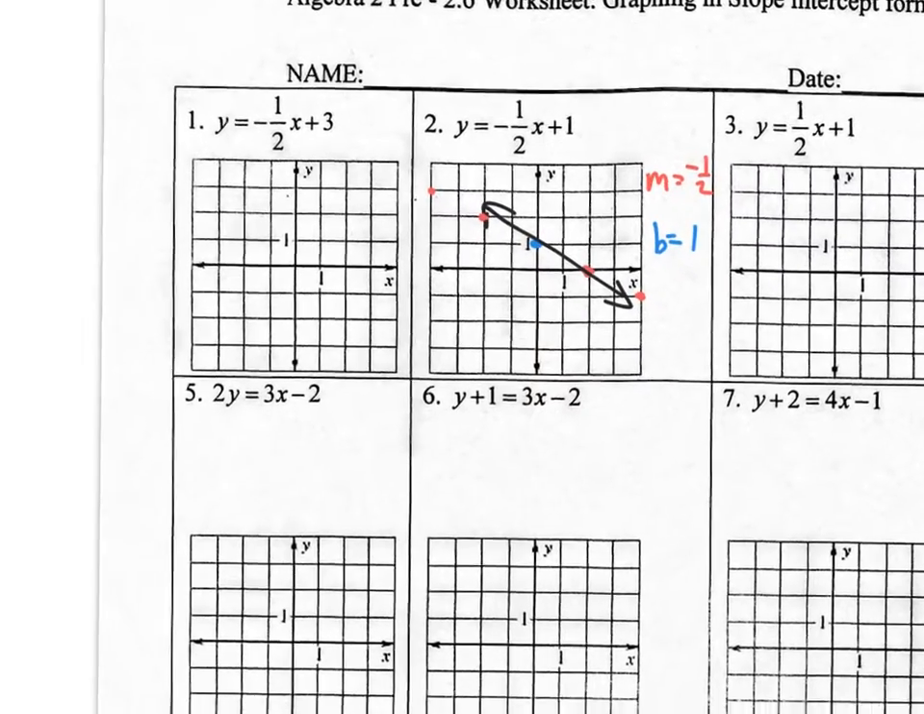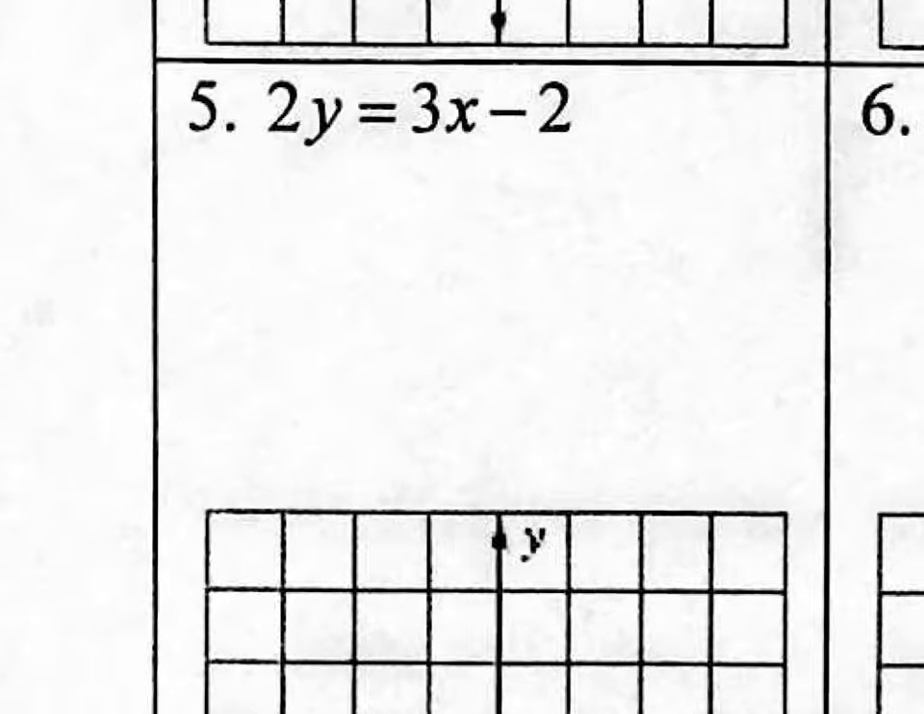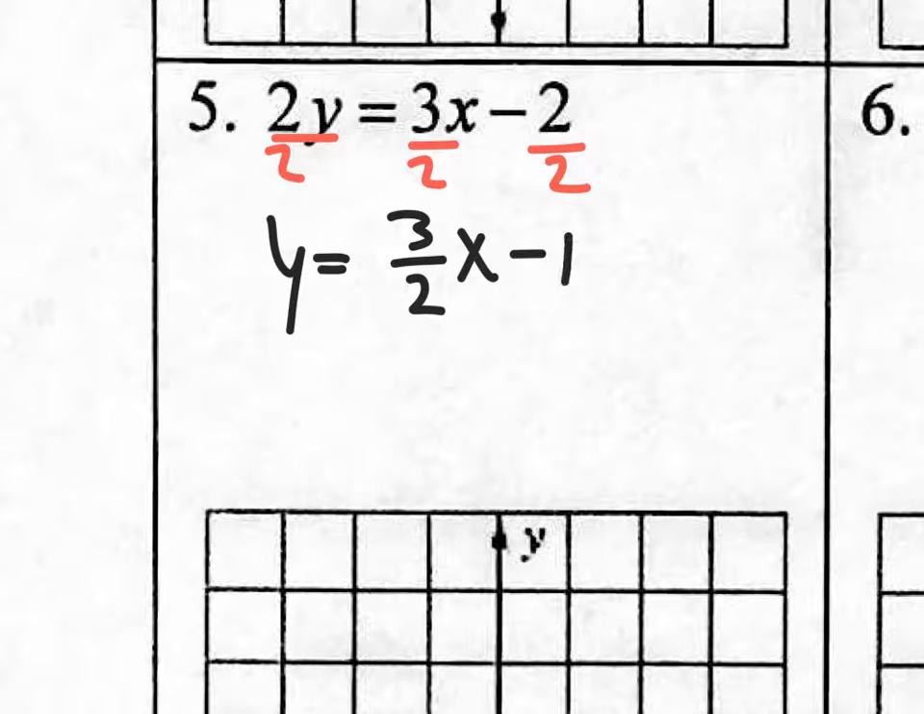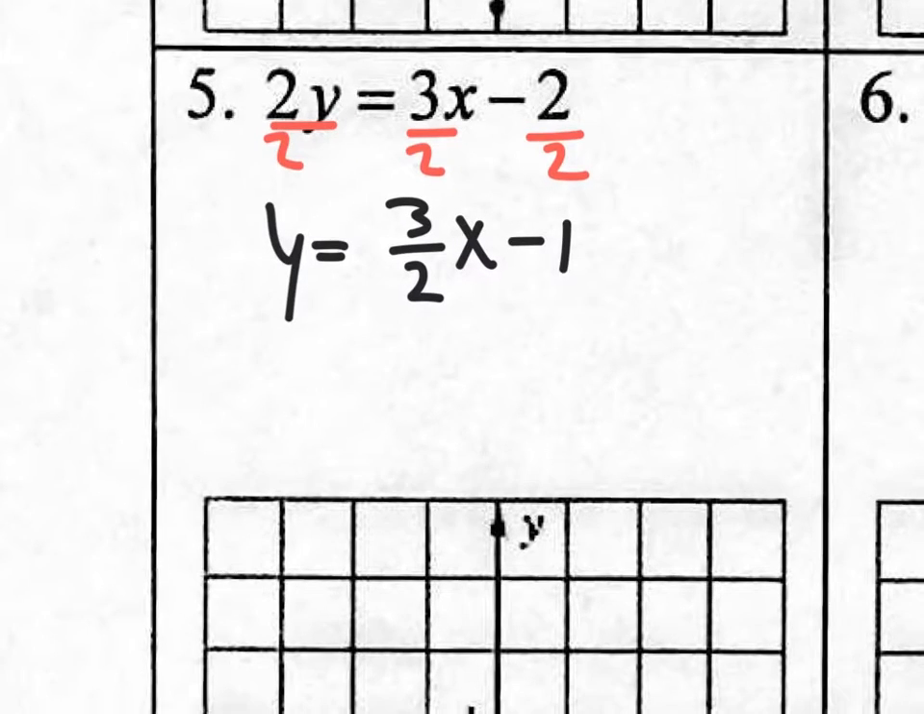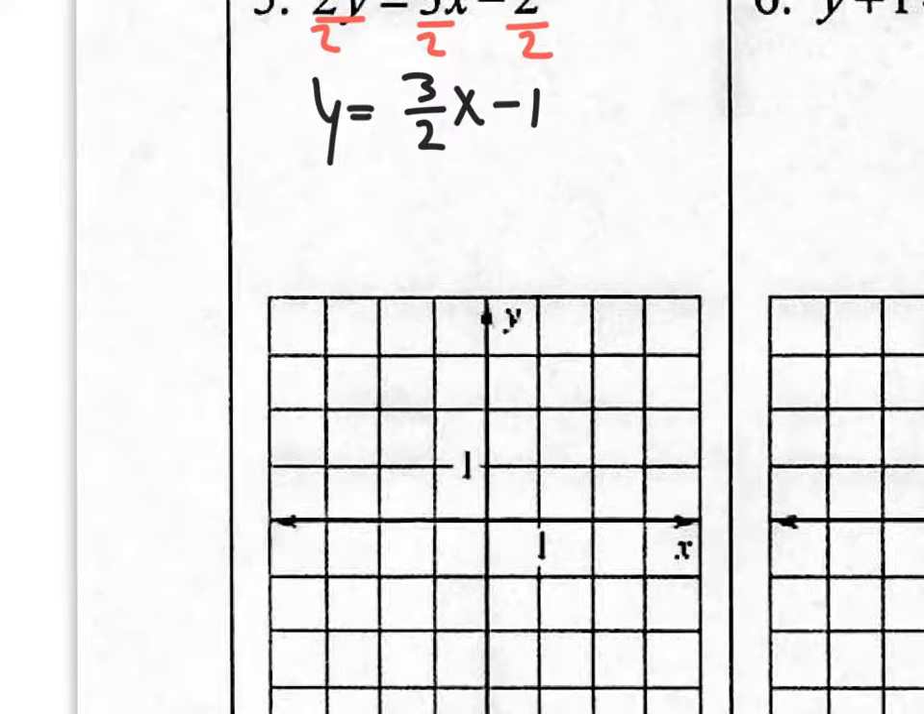Now, the problem with number 5, for example, is that it's not in y equals mx plus b form. So what do we have to do in order to look at this in y equals mx plus b form? You've got to get y by itself. So you're going to divide by 2, divide by 2, divide by 2, and you will have y equals 3/2 x minus 1. Now what does that tell you? How do you graph this? Where does it cross the y-axis? What's your b value? Your b value is -1, so let's put a dot at -1.